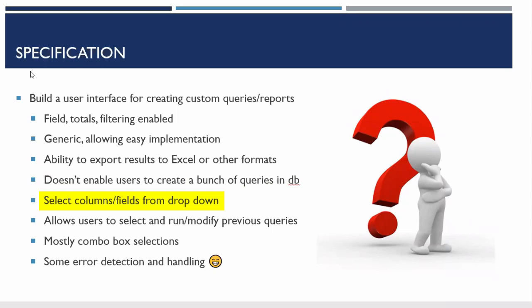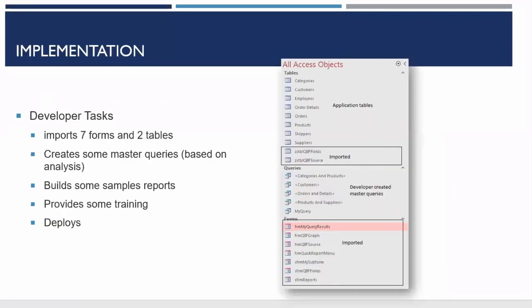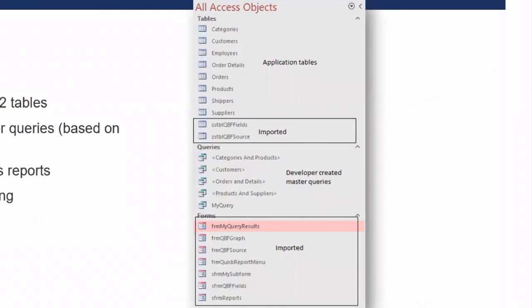So all the selections of columns and fields were from dropdowns. It allows the users to select and modify previous queries or reports that they built. Easy combo box selections and some minimal error detection and handling, which is not probably my forte, but I'll try to put it in. So I created basically a system of like 2 tables and a number of forms, 7 forms on this screen.